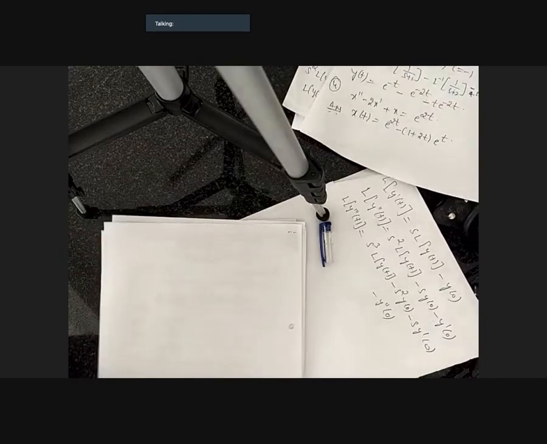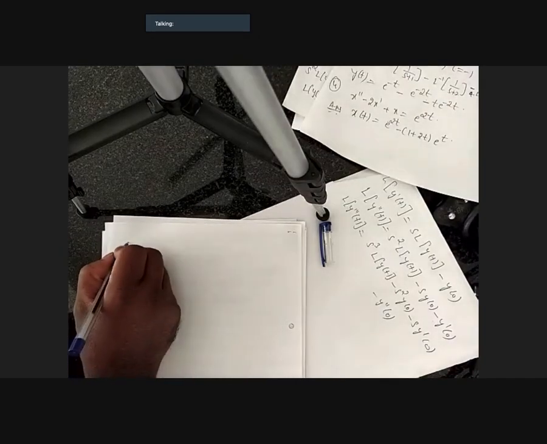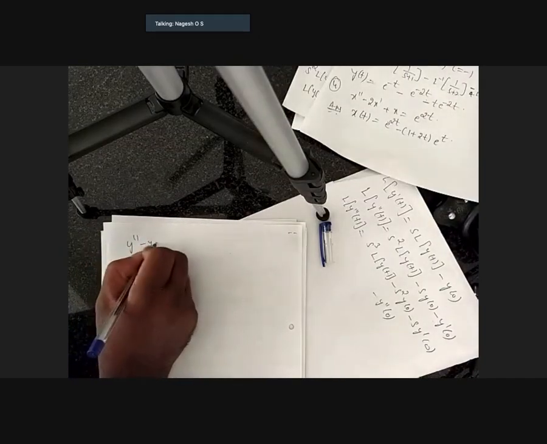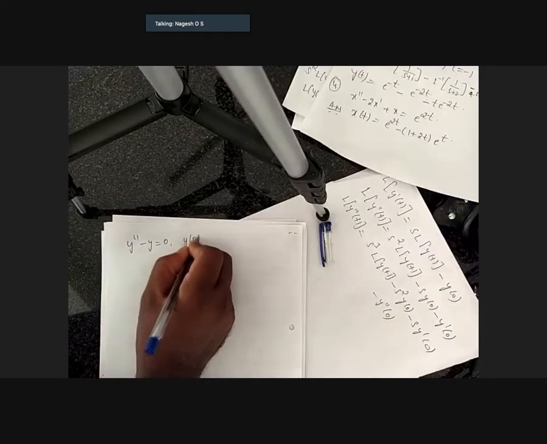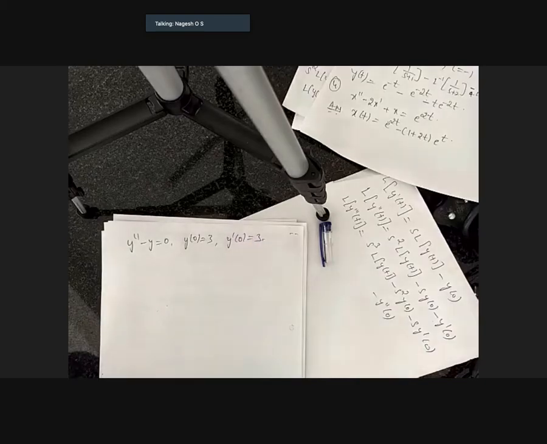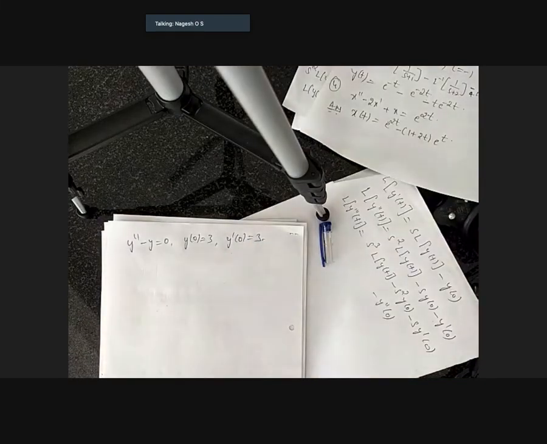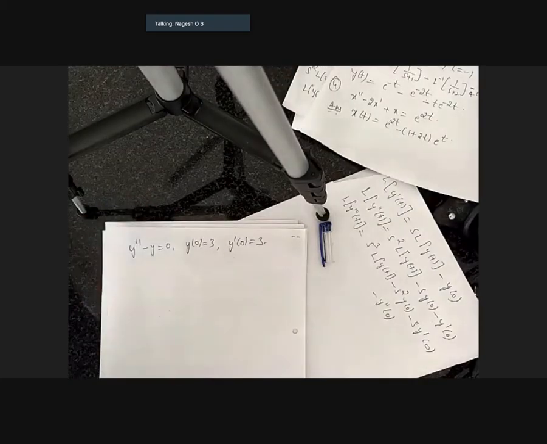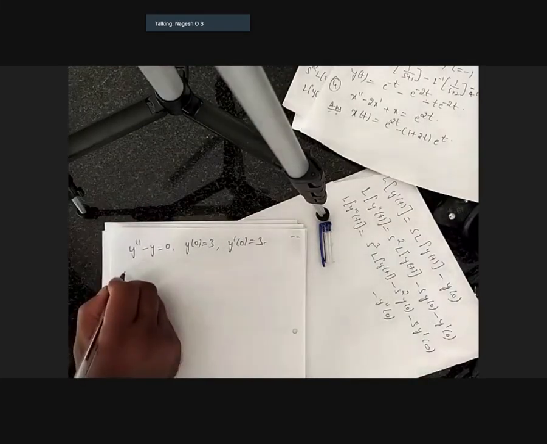Next problem. y double dash minus y equal to 0, y of 0 equal to 3, y dash of 0 equal to 3. It's also not that much difficult. You can try this also.